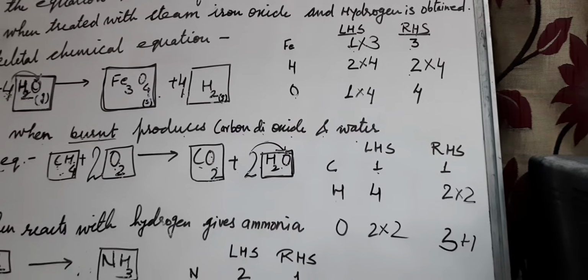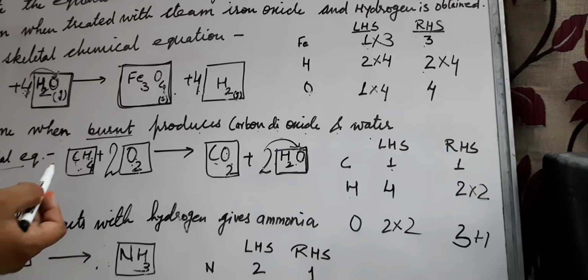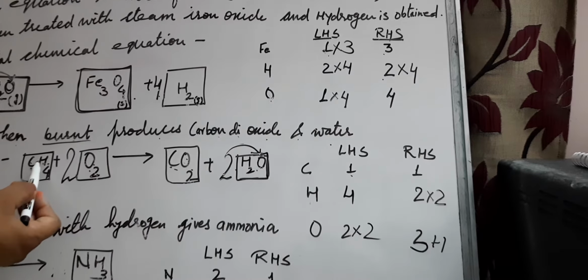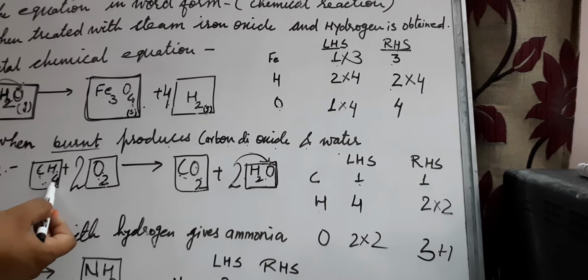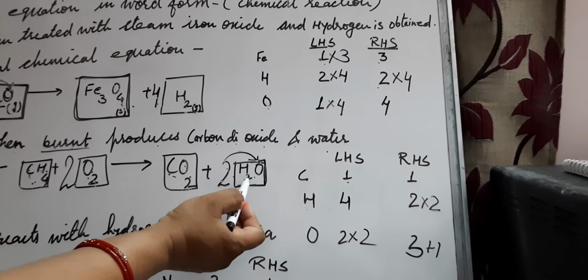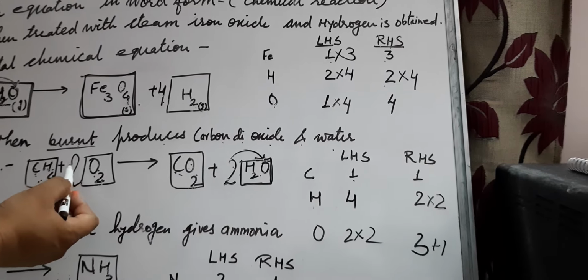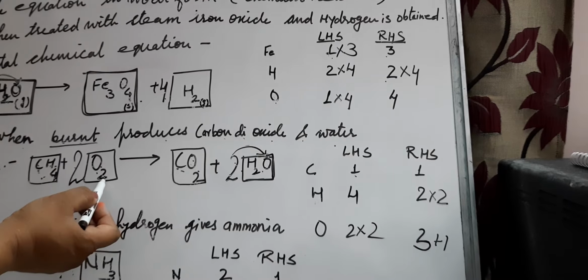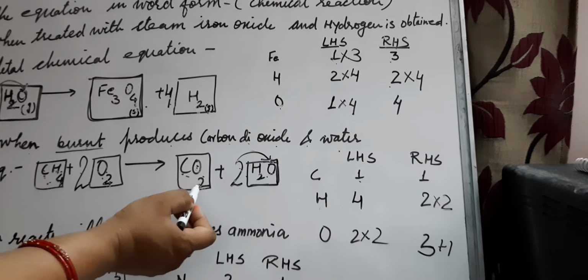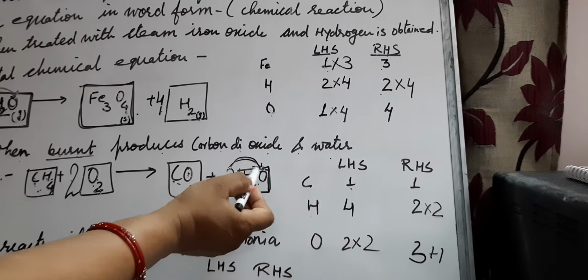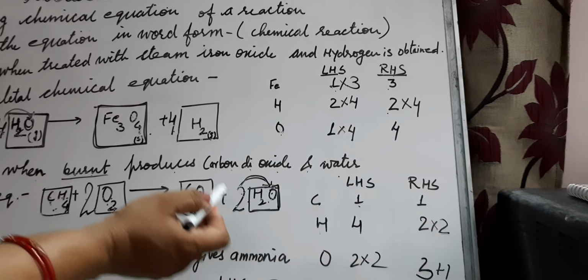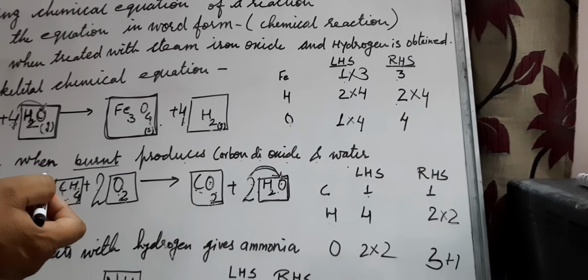Now we are observing whether the equation is balanced or not. Carbon 1 on LHS, carbon 1 on RHS. Hydrogen 4 on LHS, hydrogen 4 on RHS. 2 2s are 4. Oxygen we are taking 2 2s are 4 on LHS. Here 2 in RHS, 2 in carbon dioxide and 2 in water. So 2 plus 2 is becoming 4. Every element is now balanced.